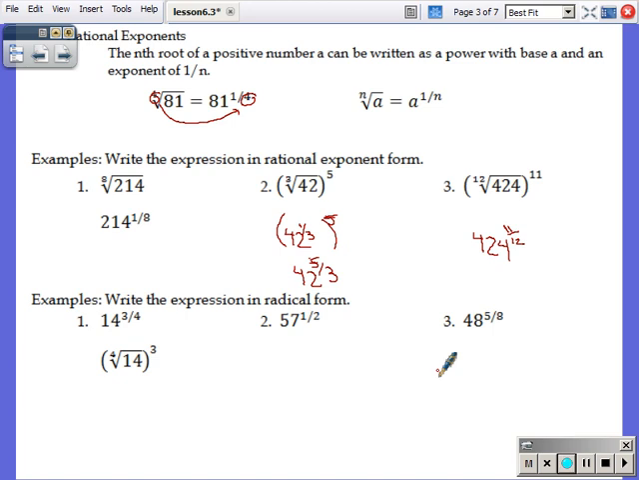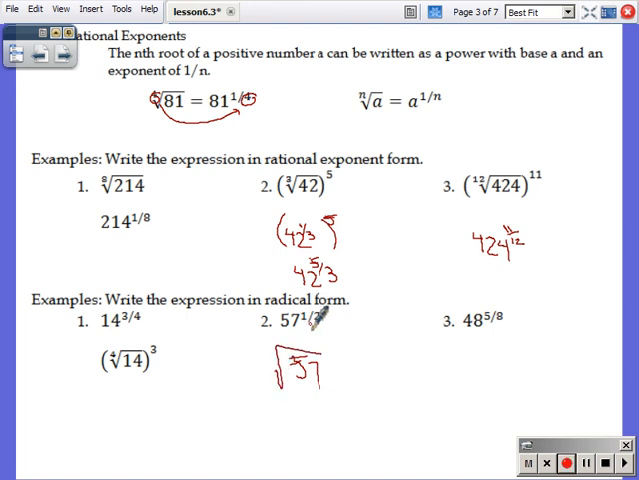The next set of examples is just going back the opposite way. 14 would be under my root. The 3 on top, the numerator, is my exponent. The 4 in the denominator is my root. So the fourth root of 14 cubed. For number 2, 57 would go underneath my root.